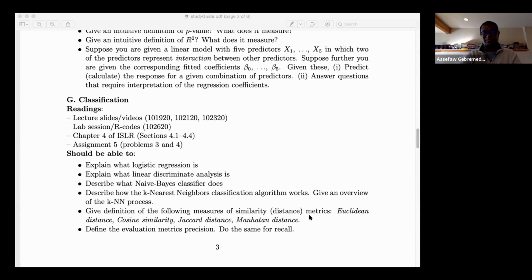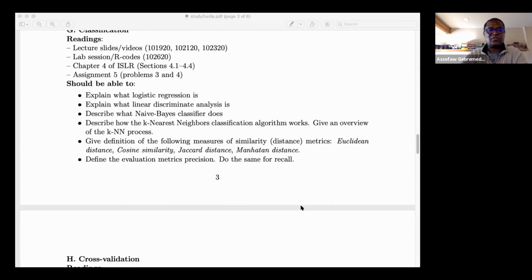That discussion is something I would want you to go back and know for sure. And I may ask questions like define what these things are, what evaluation metrics are used, and so on. Okay, so that was a reminder or a list of things we covered under classification.